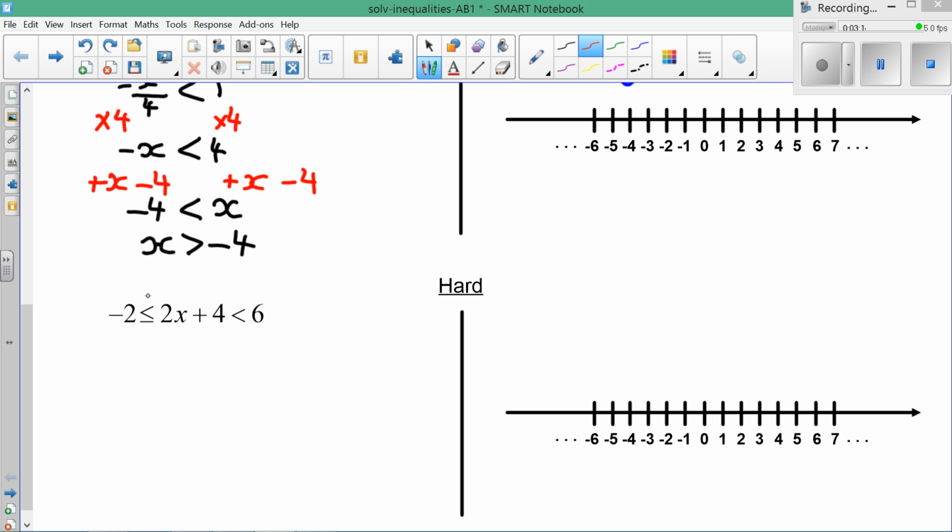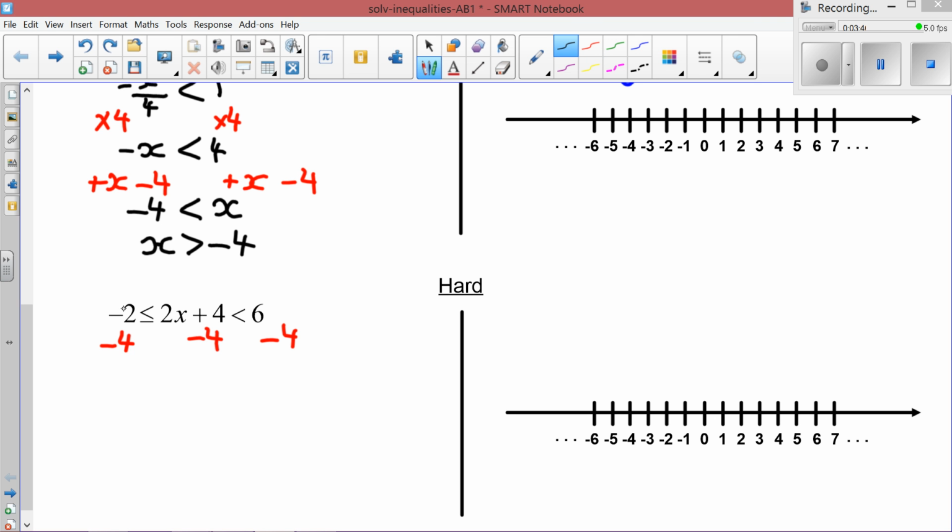To solve my next inequality, I have a double inequality. In effect, it's two inequalities merged together. Again, treating it like an equation, I start with the expression that has the x in it, which is 2x plus 4. I need to get rid of the plus 4, so I put minus 4 in the middle, and I have to do the same to the two sides.